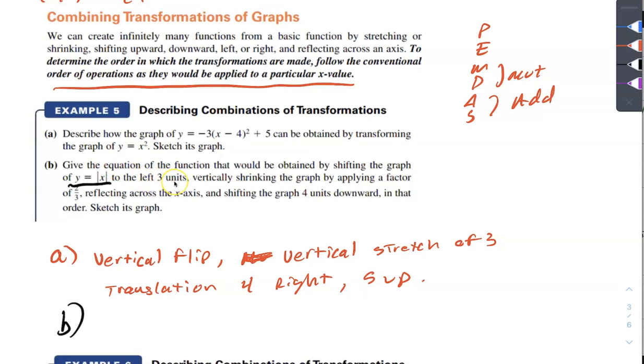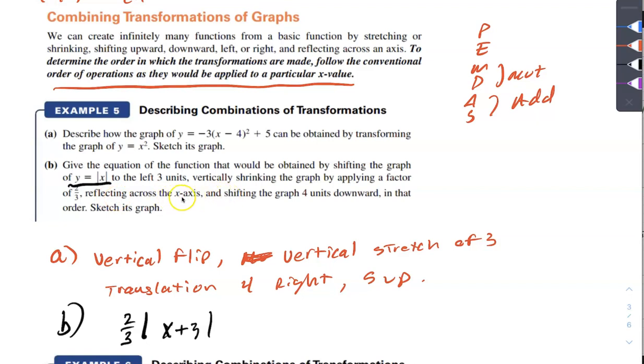Okay, so we'll move left 3 units. So it's going to be square root of x plus 3, inside opposite. They want to vertically shrink the graph by applying a factor of 2/3. I should write this a little nicer. So I'm going to put 2/3 on the outside, because that's where vertical stretch goes. Vertical shrink because it's less than 1. So since it's vertical, it's on the outside.